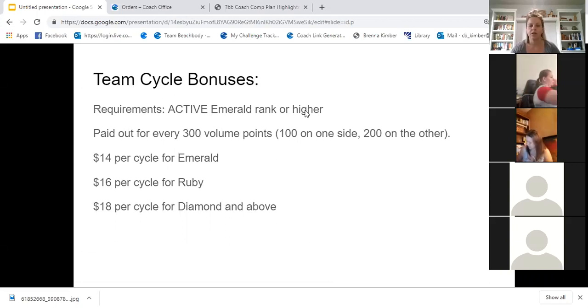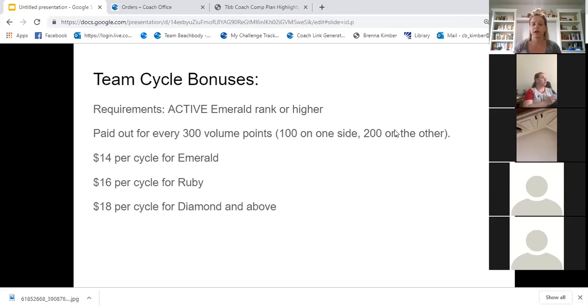Okay, so requirements to receive a team cycle bonus: you have to be an active Emerald rank or higher. That does not mean lifetime. If you're a lifetime Emerald, that's good for you. You can always stand up in Super Saturday and say you're an Emerald coach, but your paid active rank has to be Emerald or you don't get the team cycle bonuses. Team cycle bonuses are paid out for every 300 volume points, and that's 100 from your weak leg and 200 from your other leg. So every time you have a combination of 300, you get to cycle.